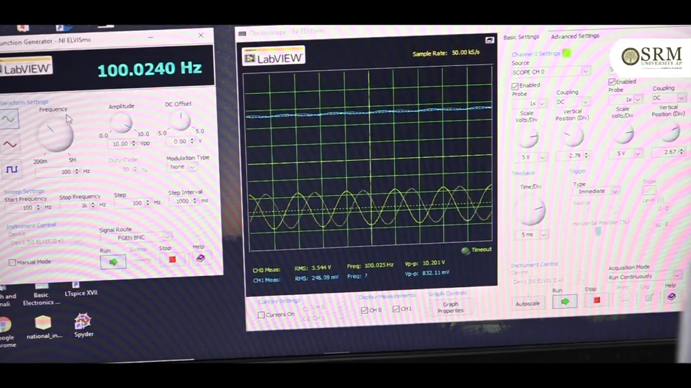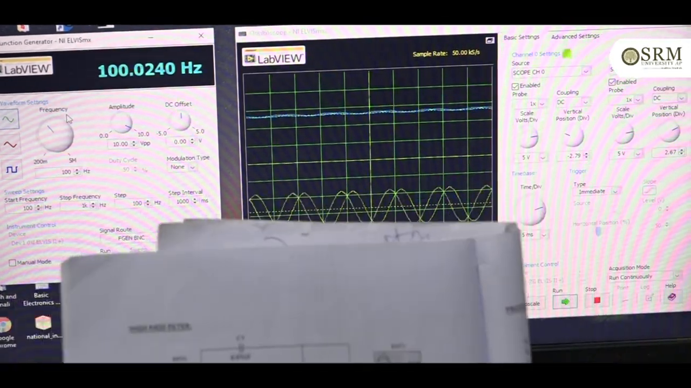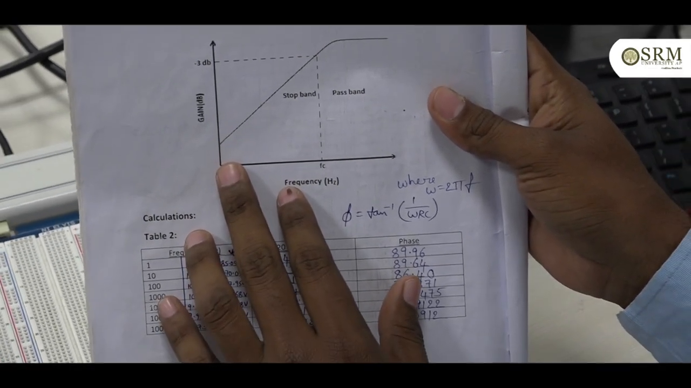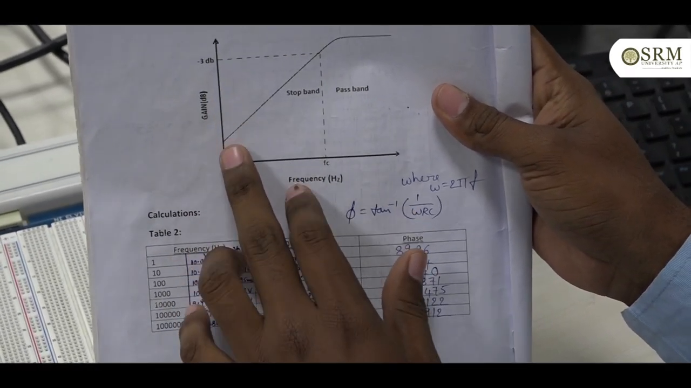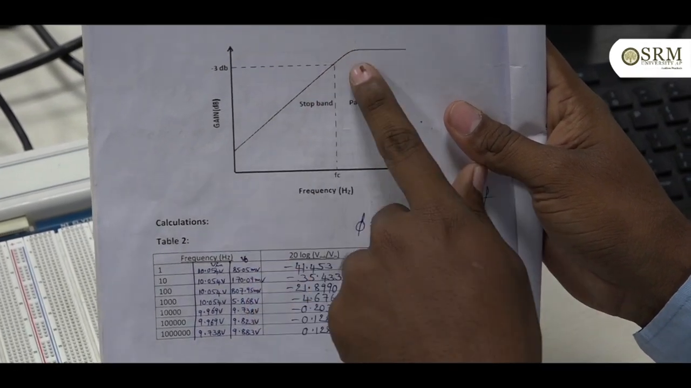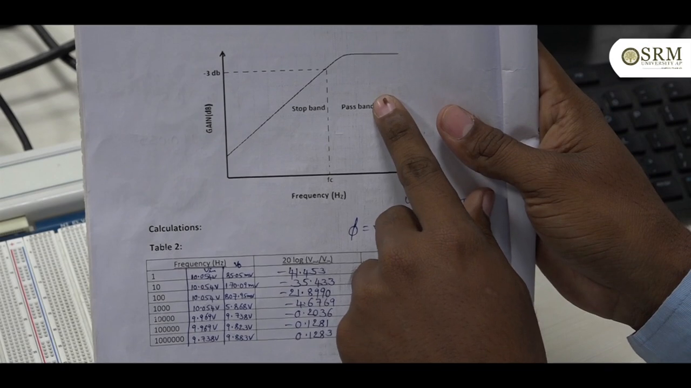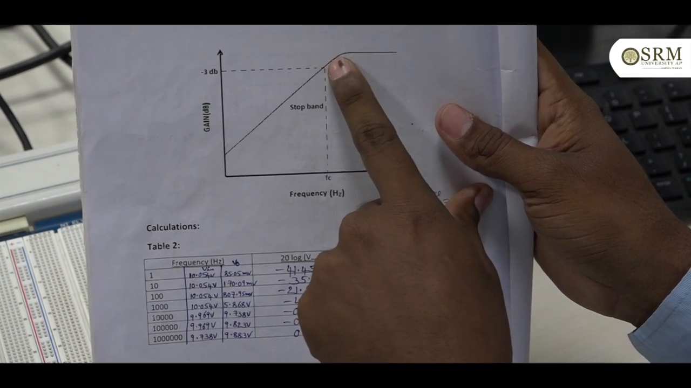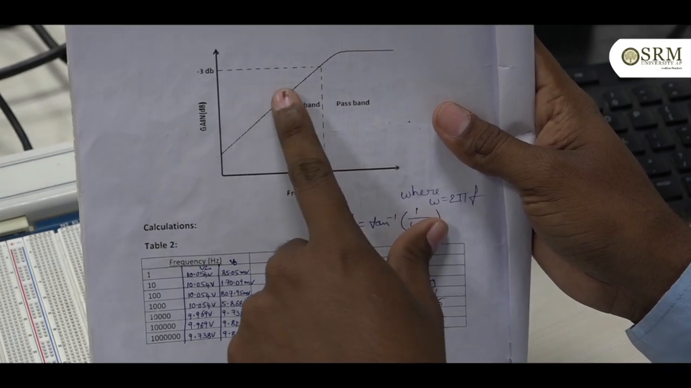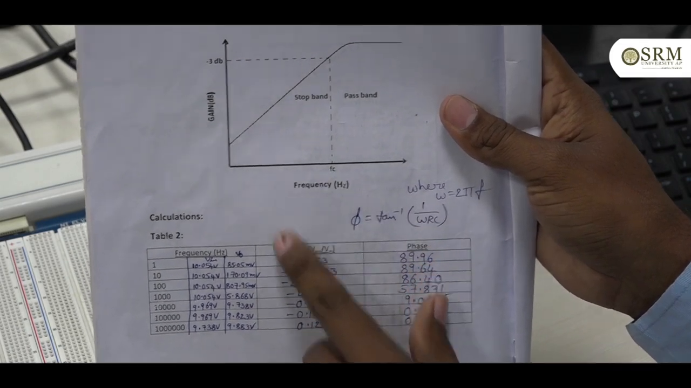Here, for the high frequency waveform, the high pass filter allows frequencies above the 3 dB frequency and blocks the frequencies below it. Okay, thank you.